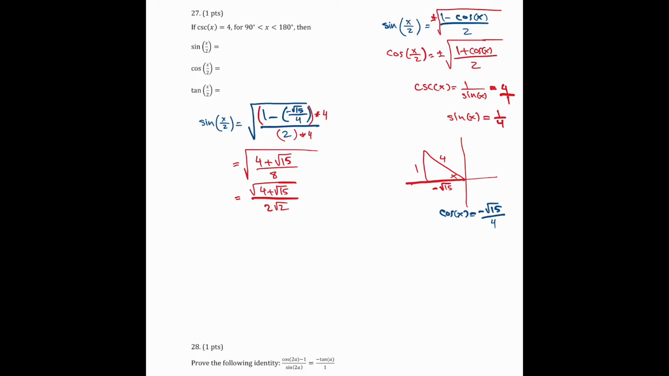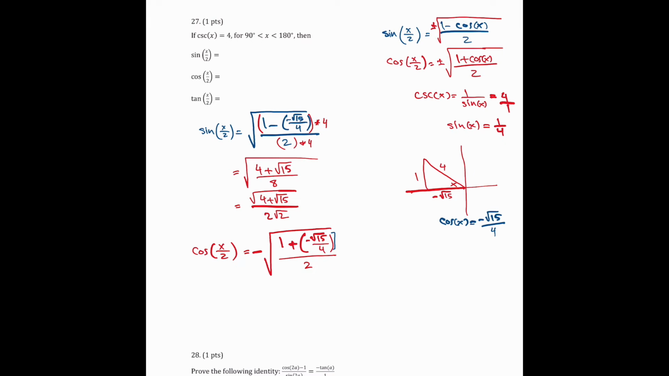Next, we need to find cosine x over 2. Cosine x over 2 is the same. Cosine is negative in the second quadrant, so we're going to take the negative square root of 1 plus cosine x, which is negative square root of 15 over 4, divided by 2. We're going to multiply both numerator and denominator by 4 to remove the denominator in the numerator. So we will end up with negative square root of 4 minus square root of 15 over 8. And I'm going to leave it like that for now.